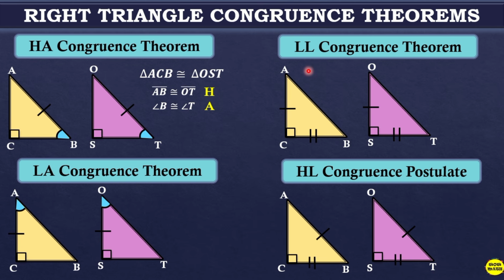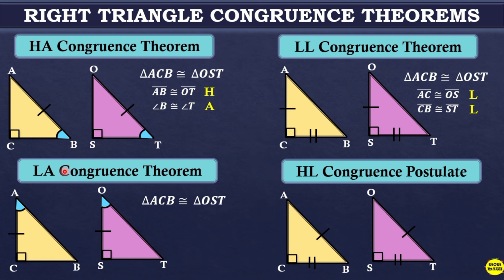And then for LL congruence theorem, let's say I have triangle ACB is congruent to triangle OST. So let us identify the parts of these two right triangles. We have side AC is congruent to side OS. This is your first leg. Side CB is congruent to side ST. This is your second leg. That's why these two triangles are congruent by LL congruence theorem.